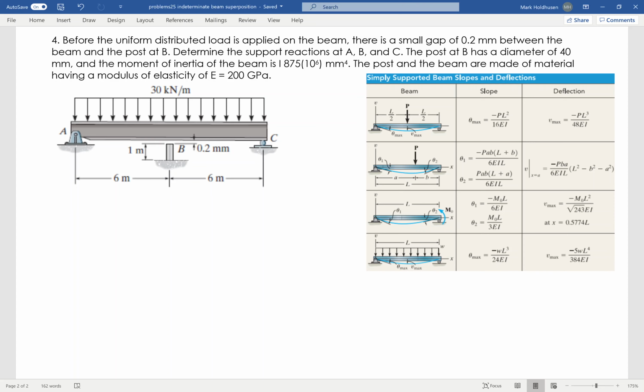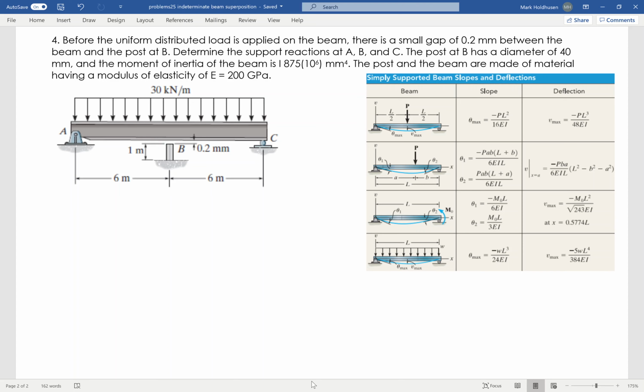Okay, for this guy, I've got a simply supported beam with a uniform distributed load on it. It's going to deflect down and actually land on top of kind of a post at B and then compress that. And what am I trying to find? Determine the support reactions A, B, and C is essentially what I'm looking for.